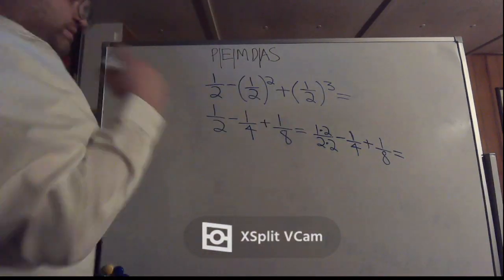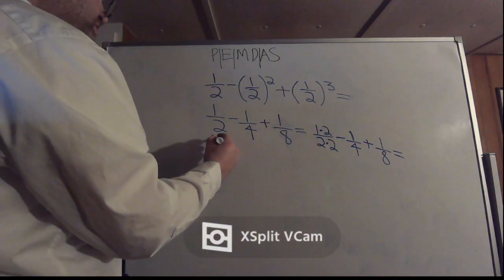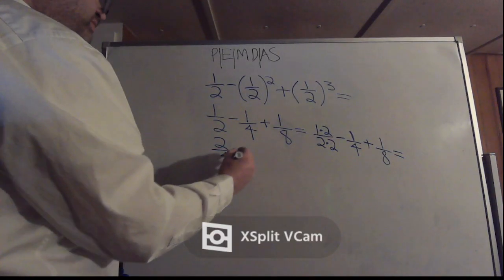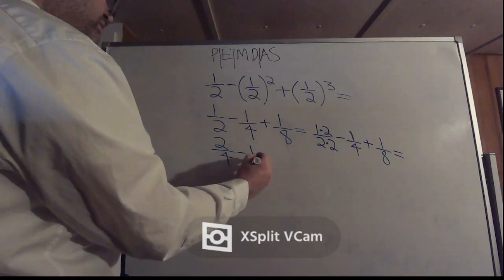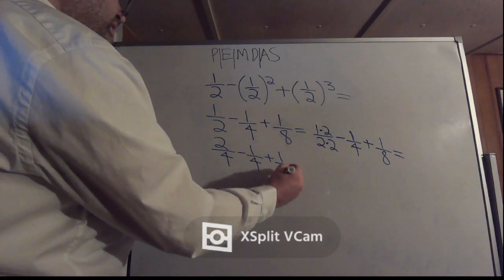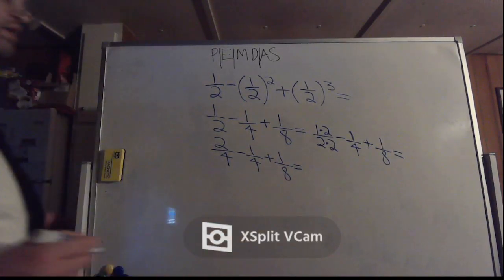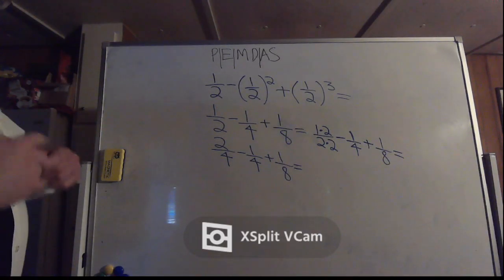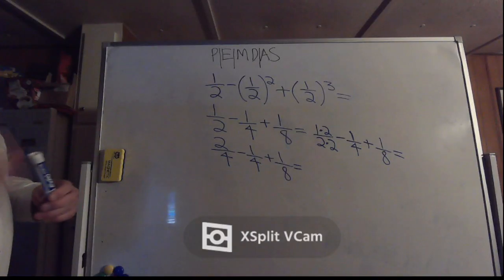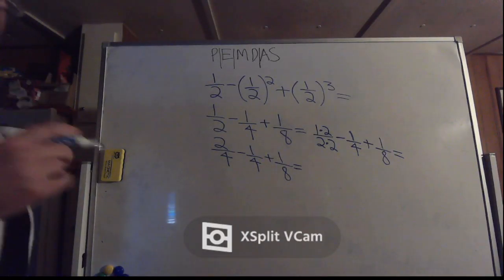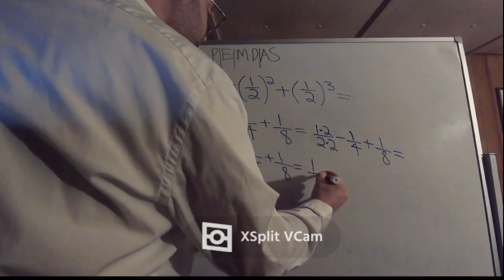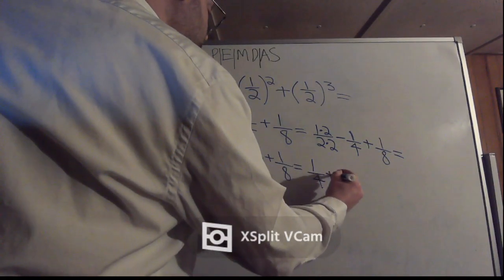Alright, so now work through your multiplication. 1 times 2 is 2. 2 times 2 is 4. So you'll have 2/4 minus 1/4 plus 1/8. Okay, well, we know the first two terms. Now we have a common denominator. We can go ahead and subtract them. So 2 minus 1 is 1. You will have then 1/4 plus 1/8.